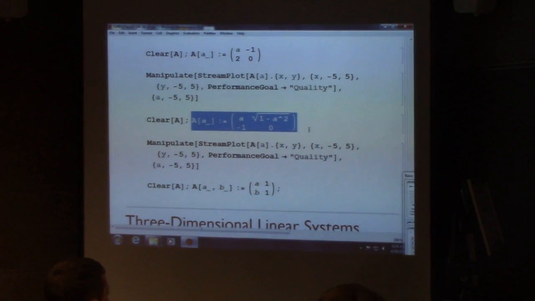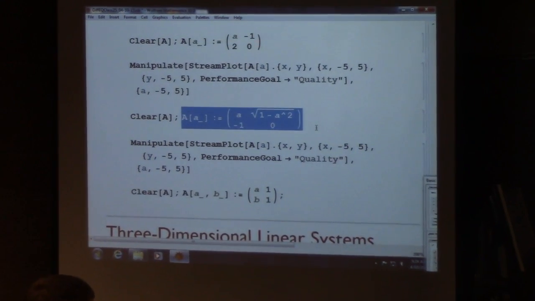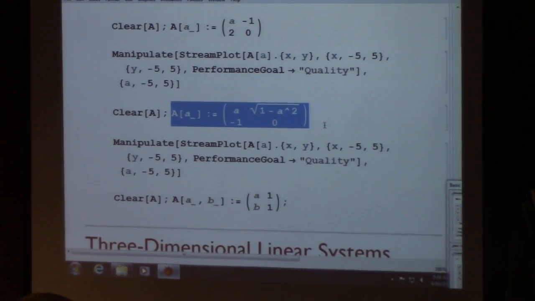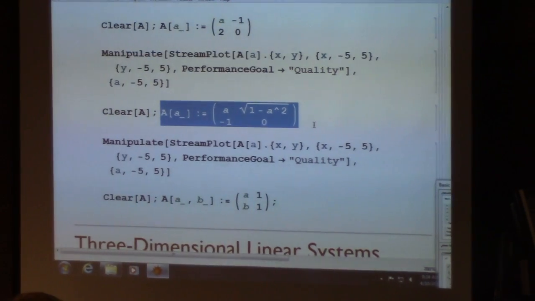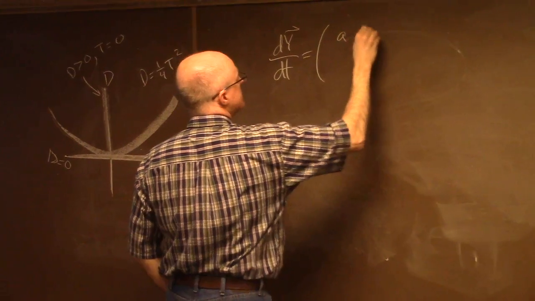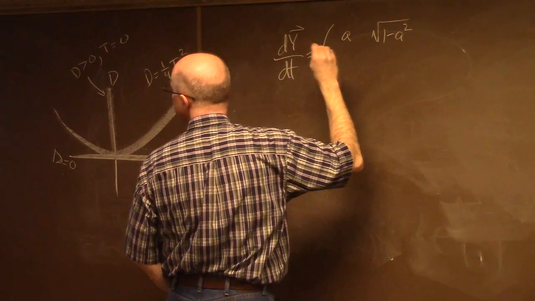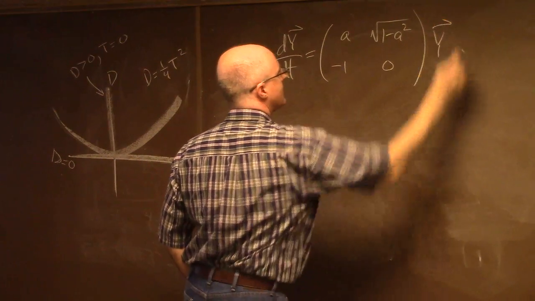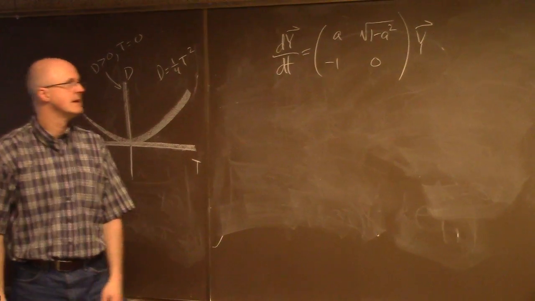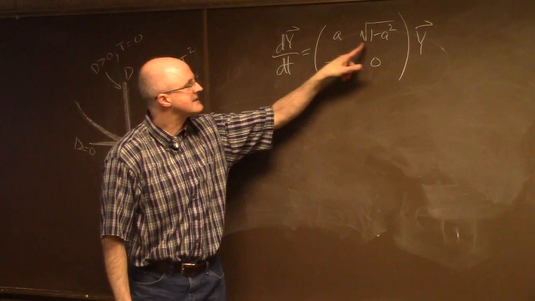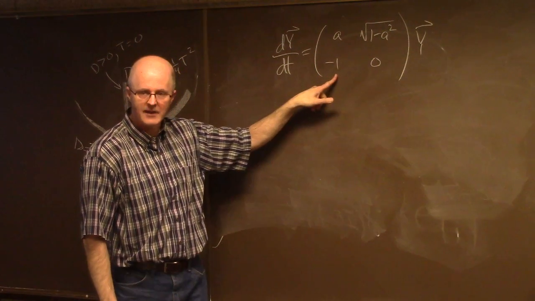This is one of them, where your matrix capital A equals what you see there. It's a function of little a. Little a is the parameter. This corresponds to a family of differential equations: dy/dt equals the matrix with entries a, square root of 1 minus a squared, negative 1, 0, times y. Of course, that corresponds to a family of systems of scalar equations too. dx/dt equals ax plus that times little y. dy/dt equals negative x.